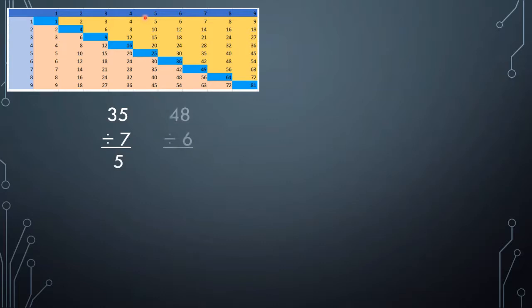And now the answer. 48 divided by 6. We look for 48. Oh, here. Here's 48. 48 divided by 6 is equal to, as here, 8. So the answer is 8. So another one. 60 divided by 6.